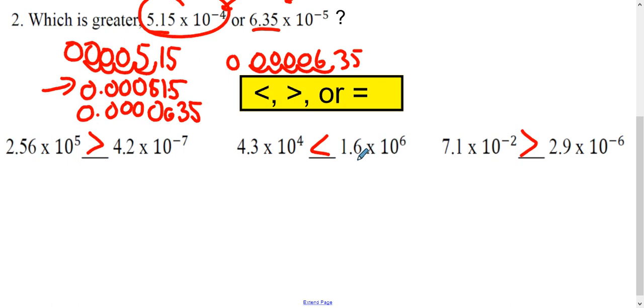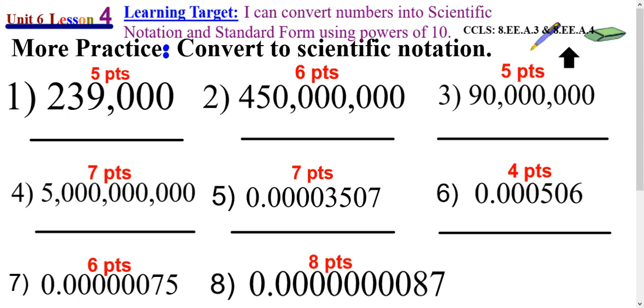7.1 times 10 to the negative second is greater than 2.9 times 10 to the negative sixth. You're moving 2 to the left with 7.1. If you move 6 to the left with 2.9, that is going to be the number that is less than 7.1. And that's really it.